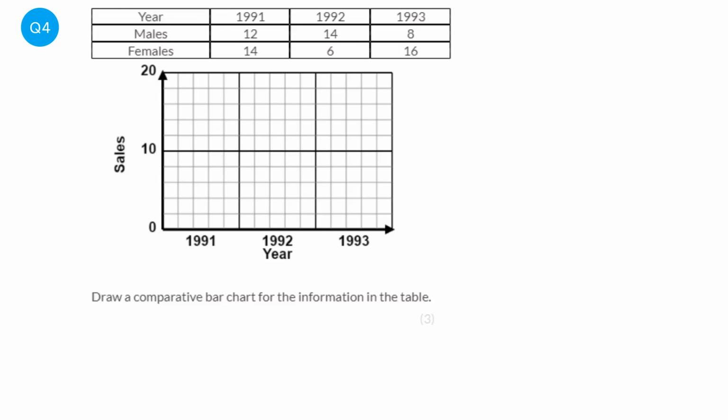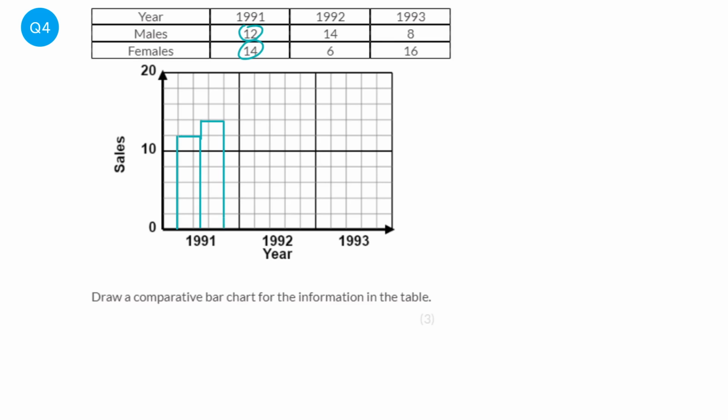A comparative bar chart is where you have two bars next to each other meaning different things. So it's probably easier just to start drawing it, and then we can talk about it as we go along. So we've got males here at 12, and so what we want to do is a bar that is 12 high, and these are going up in 2s. So it will be up here. There we go. And then right next to it, we're going to do females, which is 14. And so what we're going to do is make this go up to 14.